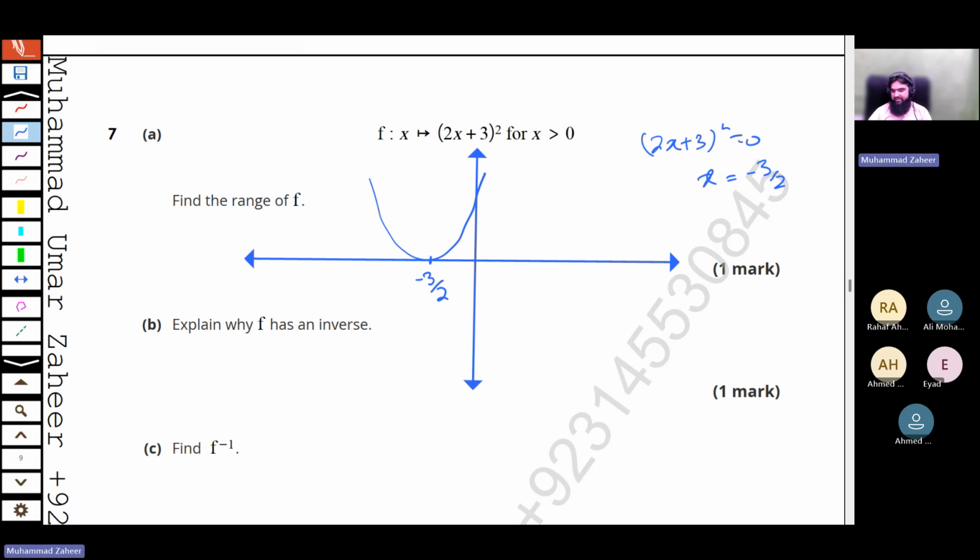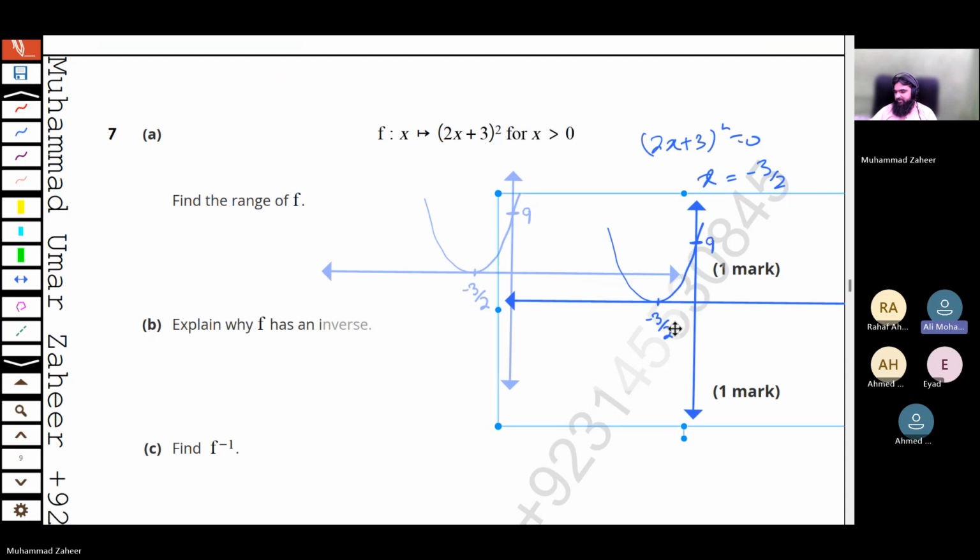Now, to find the y-intercept, substitute x is equal to 0. So 2 multiplied by 0 will be 0. It will become 3 square. 3 square will be 9. It means that the y-intercept of this graph is going to be 9. I just draw the graph. Now, the question is you have to find the range. I just make the graph because it is going to be easier to find the domain and range.